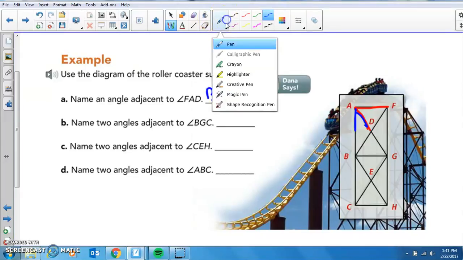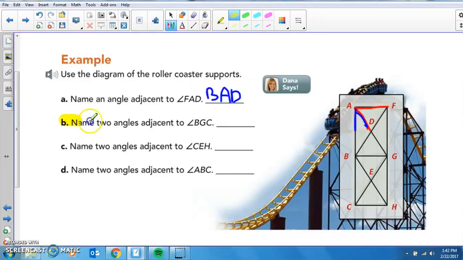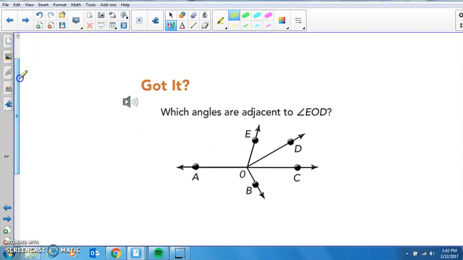Now, if you'll go ahead and complete this, if you will do letter B, letter C, and letter D. All right, this next one, which angles are adjacent to EOD? So here is EOD. If you will figure out the angles that are adjacent to EOD, and there is more than one answer to this. So if you will work this one right here.